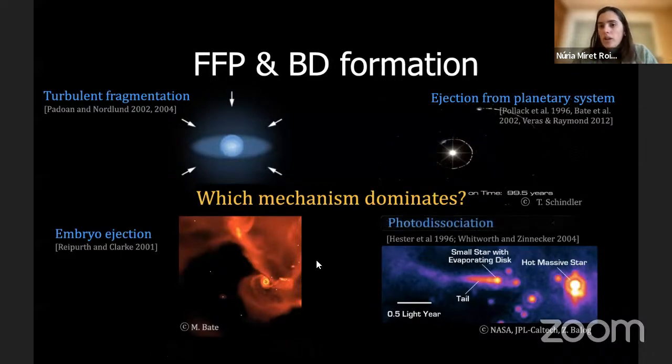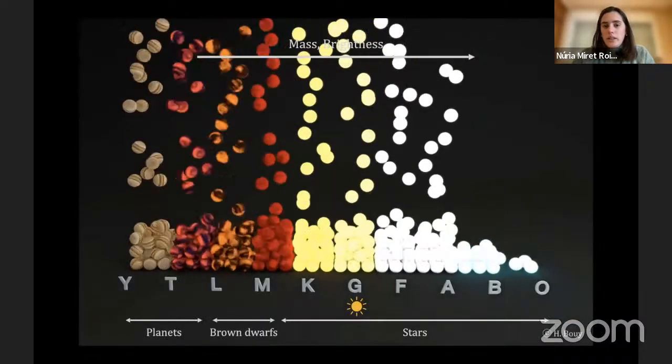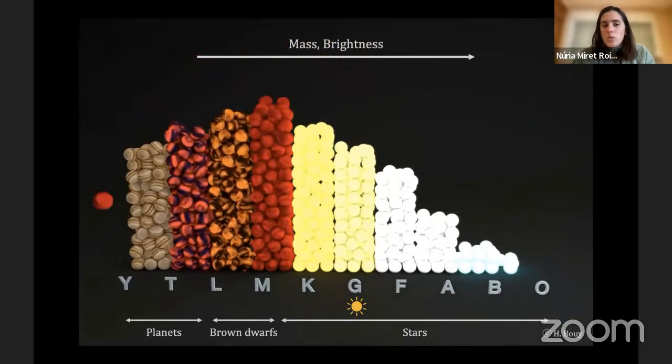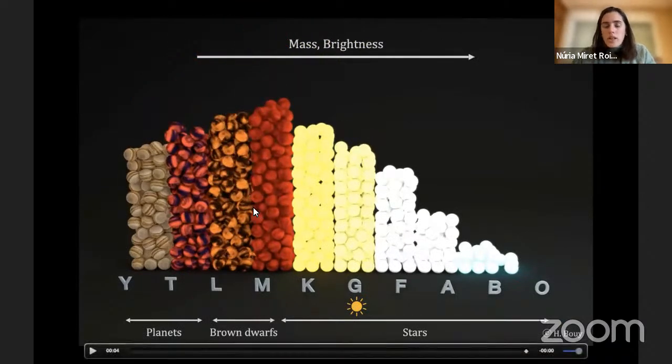So we really want to know which are the most important ones, or maybe at different masses, the importance of each of these mechanisms may also be different. And to try to answer this question, I will present you the initial mass function as a tool to do so. Essentially, the initial mass function tries to count how many stars we have per each mass bin or luminosity bin.